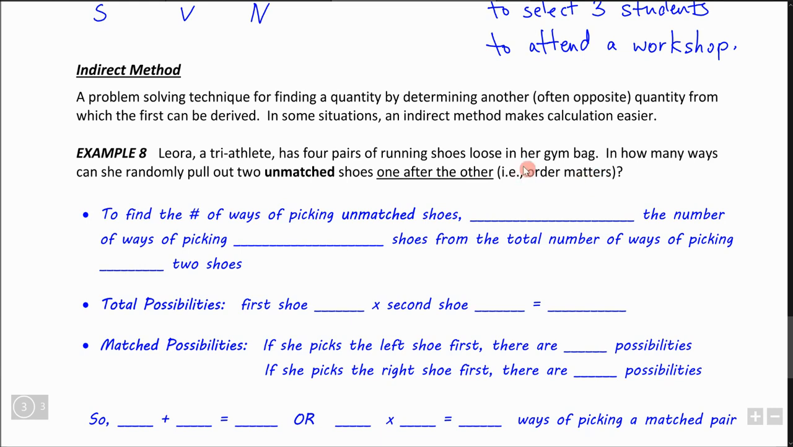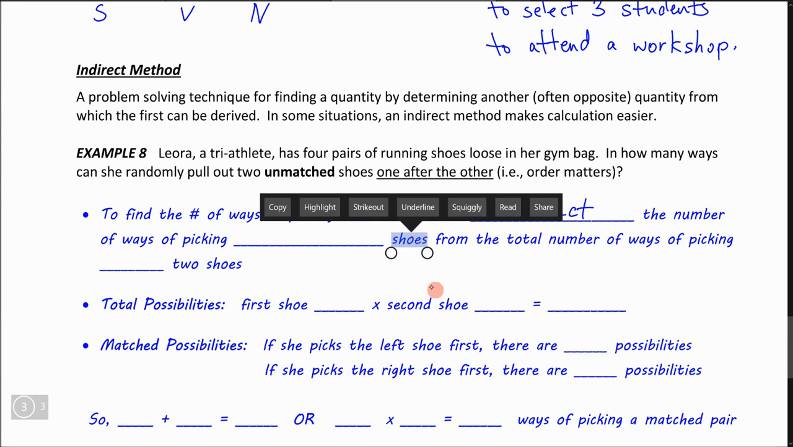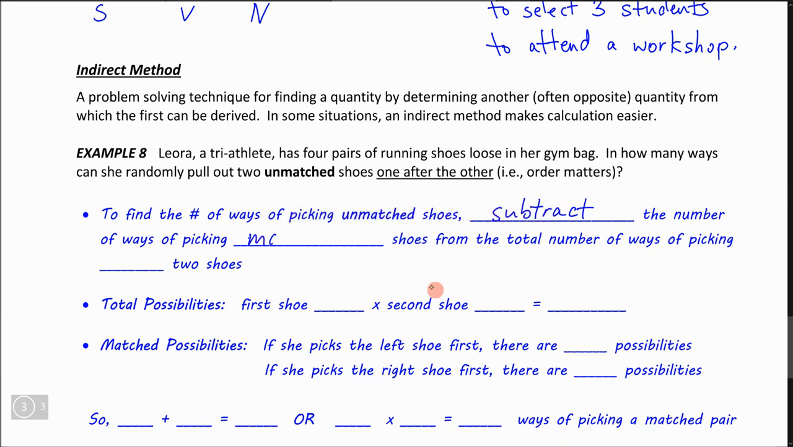But in this particular chapter, we're going to talk about order mattering, that order matters. And I'll try to make this concept less confusing as we go along. So to find the number of ways of picking unmatched shoes, you should subtract the number of ways of picking matched shoes, so matching pairs of shoes, from the total number of ways of picking any two shoes.